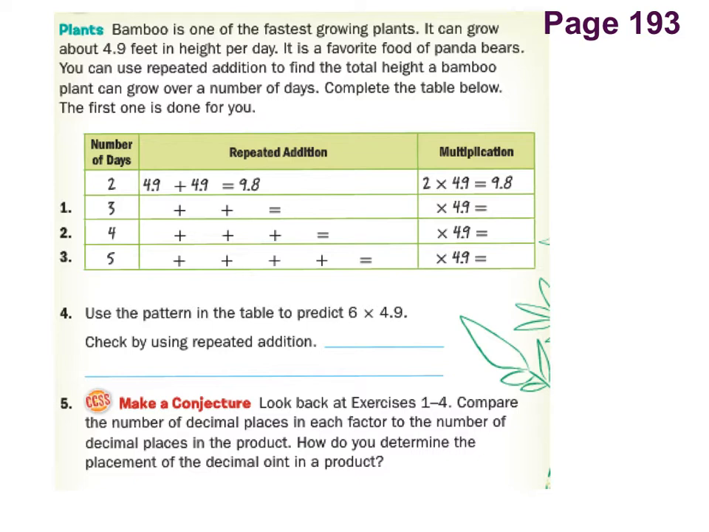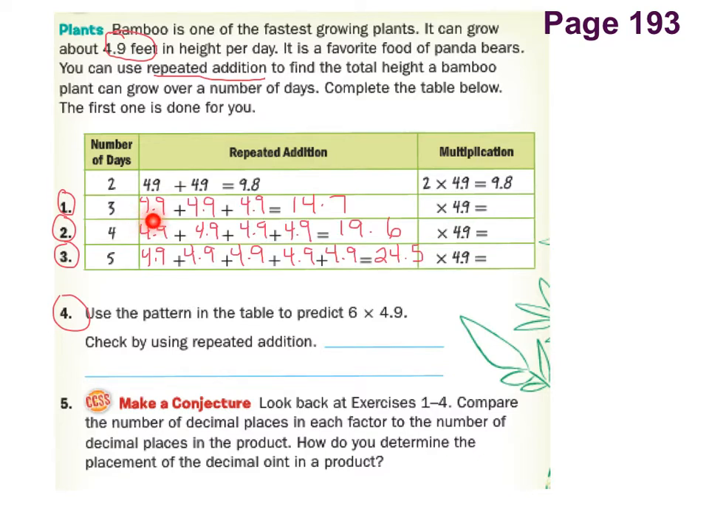bamboo is one of the fastest growing plants. It can grow about 4.9 feet of height in a day. It is a favorite food of panda bears. You can use repeated addition to find the total height the bamboo plant can grow over a number of days. Complete the table below. The first one is done for you. So go ahead and finish the table and try to answer questions 1, 2, 3, and 4, and then turn on the recording to see if your work matches mine.